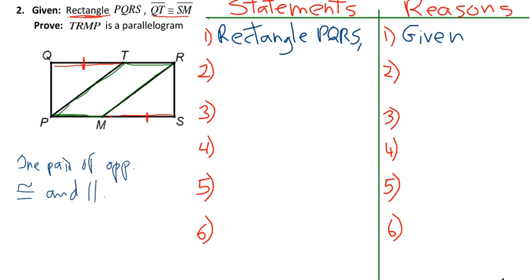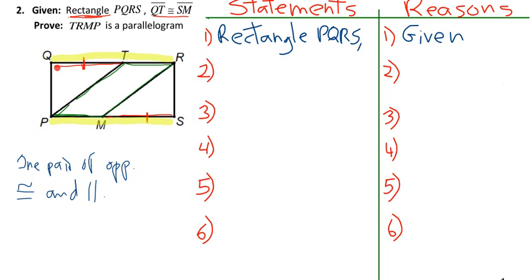So since I have this information here, QT congruent to SM, I can actually prove that this little piece here, PM, is congruent to CR. Why can I do that? I can do that because we know it is a rectangle, and in a rectangle, opposite sides are congruent, so that would make PR congruent to PS. So those pieces are equal.